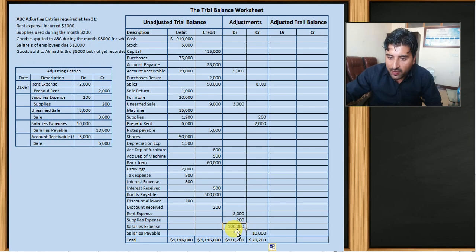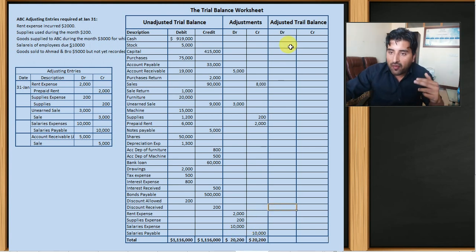Okay, here is a mistake. Look, because this is the benefit of the balancing, the salaries expense is not debited $100,000, it is debited 10,000. Okay, so make sure if these two sides are not equal, it means you are maybe missing a value or maybe incorrectly posting a value. Okay, so now both sides of adjusting entries are equal, 20,200, right, on both sides.